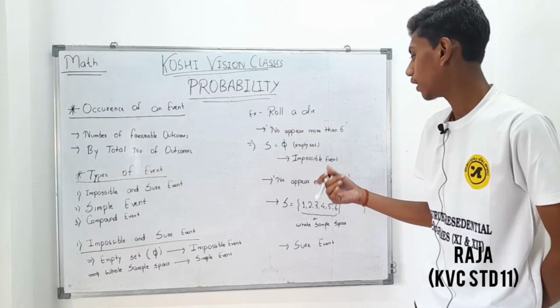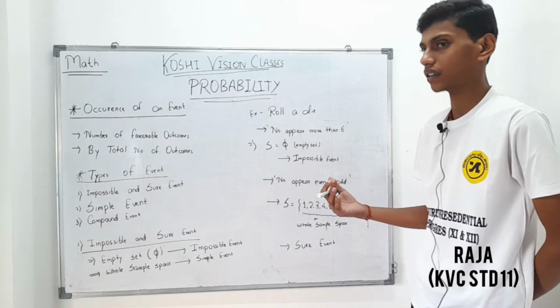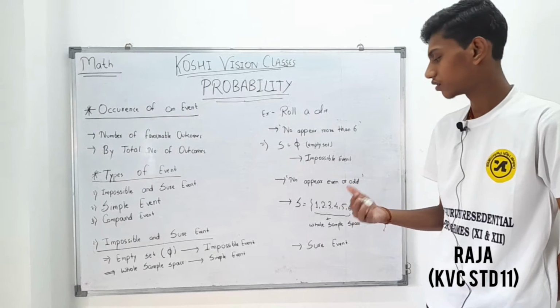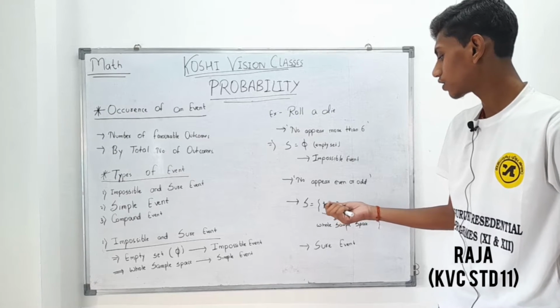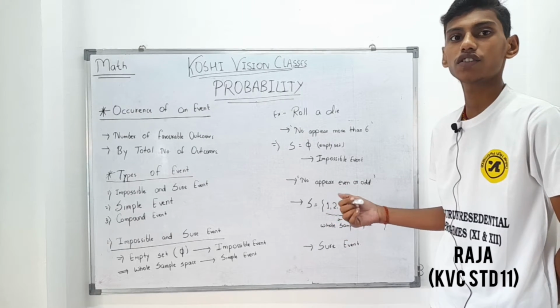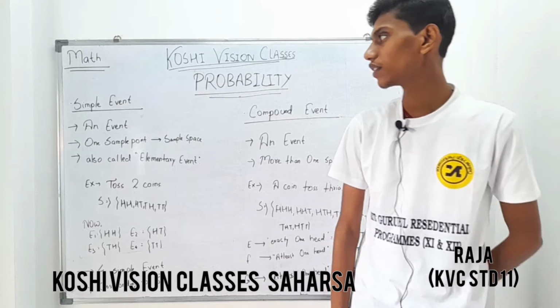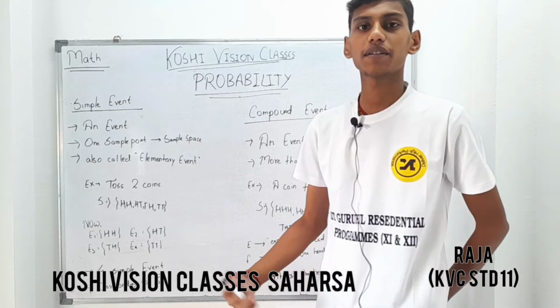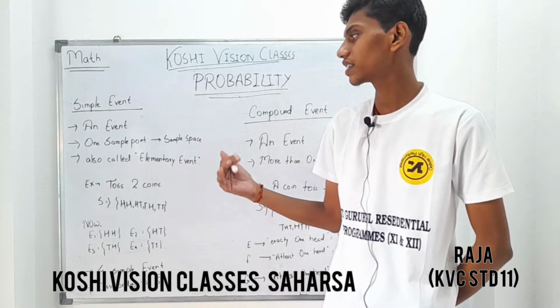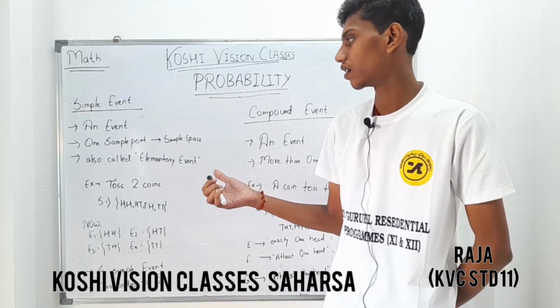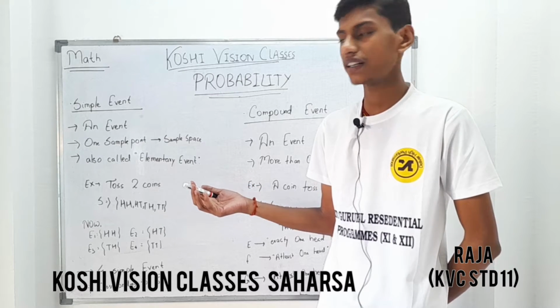Now when we say the number appearing is even or odd, then it will be 1, 2, 3, 4, 5 and 6. This is the whole sample space. It is called a sure event. Now we will talk about simple event. So what is a simple event? It is an event that has one sample point of the sample space. It is also known as an elementary event.